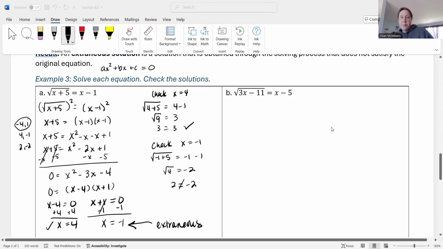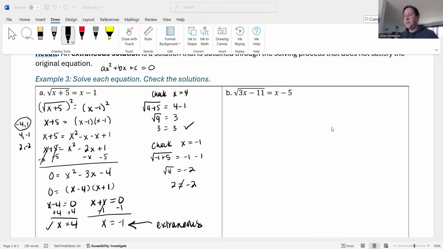Okay, so let's go back to the worksheet and look at example 3, part B. Remember, we could potentially have a solution that doesn't satisfy the equation.